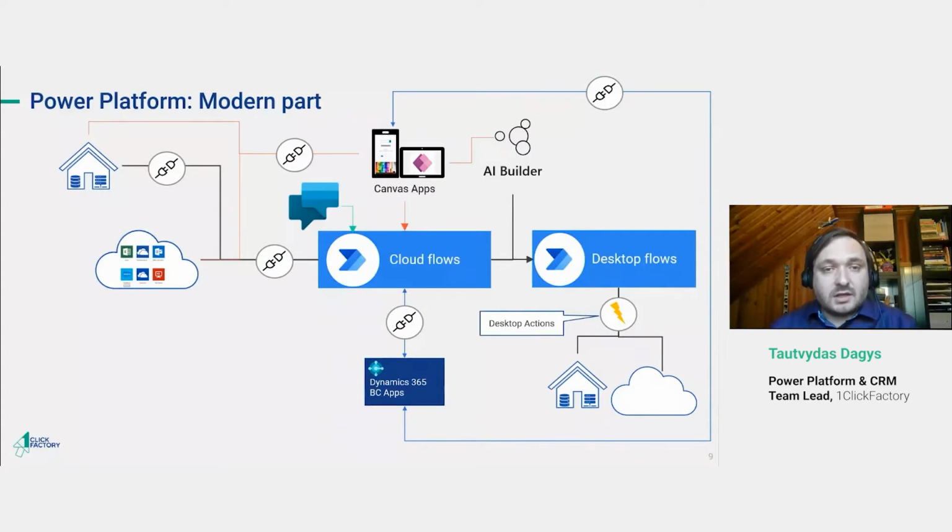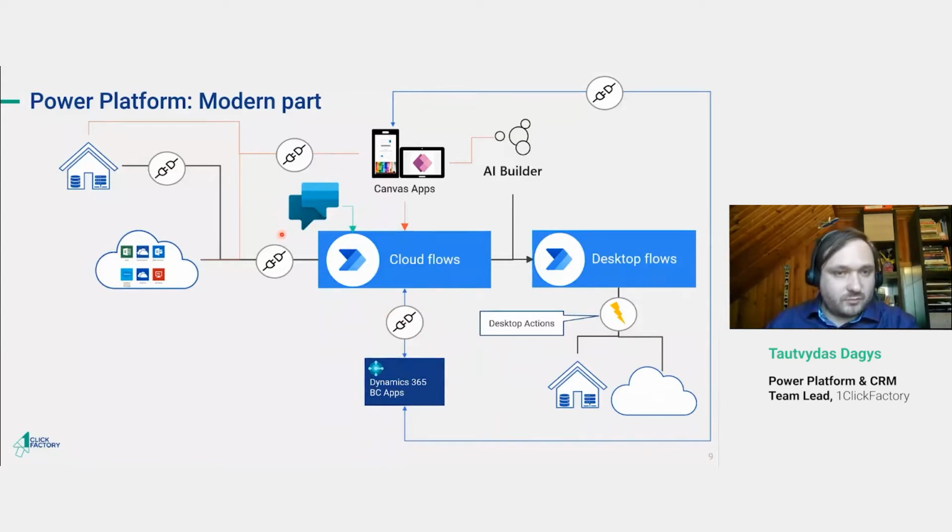Again, as a reminder, what kind of components do we have in this modern part? Of course, in the center stands Power Automate, and especially the cloud flows, because Power Automate today has two sides which are technically totally different. We have cloud flows and desktop flows. And cloud flows, same as Canvas apps, this special type of Power Apps, are using the shared framework of Power Platform connectors.